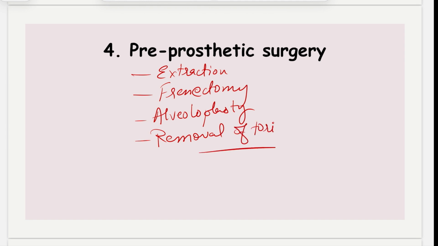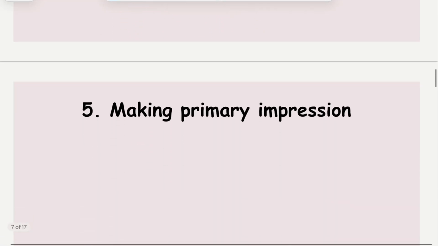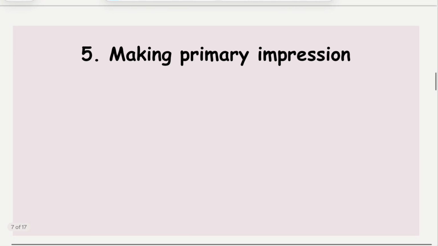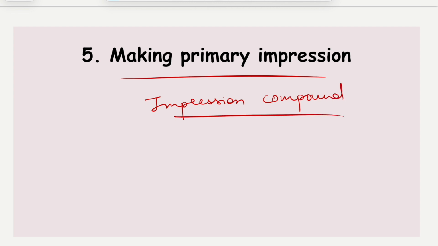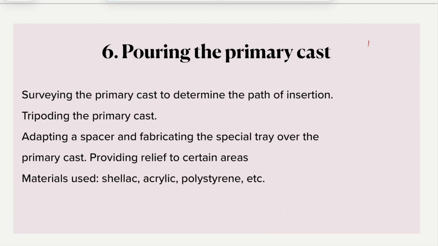So we will do all these surgical procedures before we take the primary impression, and we will give it some time to heal. Okay, and then we will take our primary impression. We will take our primary impression with the impression compound, which is a rigid impression material, a mucocompressive impression material. Okay, and after the primary impression is taken, we will pour it with dental plaster.